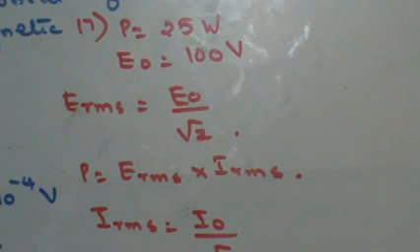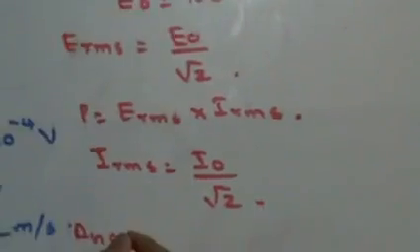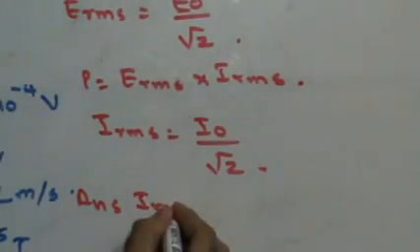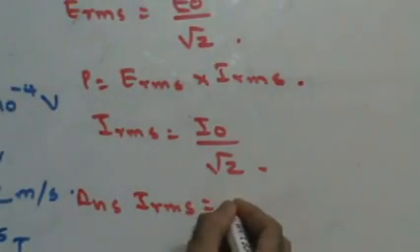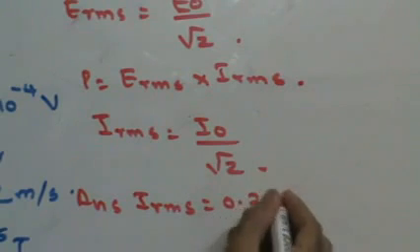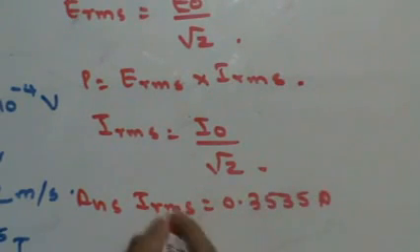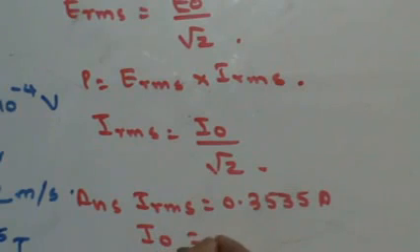The answer for this sum should be: IRMS is going to be 0.3535 amps and I0 is 0.5 amps. Right, next, take down the next one please.